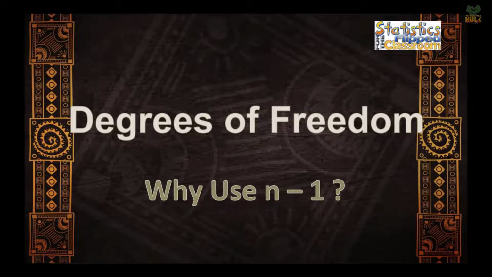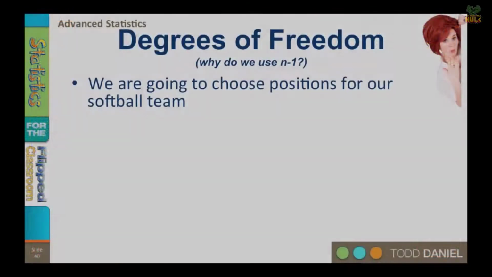When I tell people that we use n-1 in the denominator for estimating population standard deviation, many people want to know why. This video will explain the mathematics behind why we use n-1 and what we mean by degrees of freedom. The degrees of freedom refer to how many options exist for variation in our data. Specifically, it means degrees of freedom to vary.